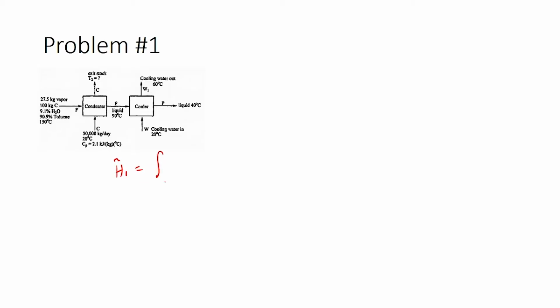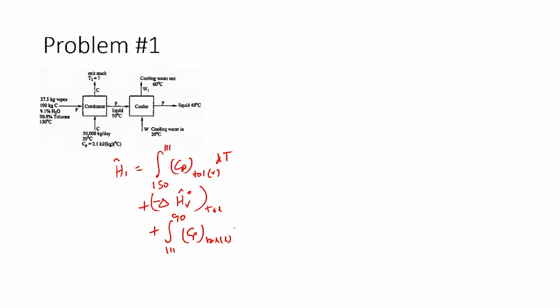H1 cap would be equal to the integral from 150 to 111 of Cp of toluene vapor dT, plus the negative of delta H vaporization cap for toluene. We are using the negative of heat of vaporization because you have a condensation process happening here, not vaporization. So, it will be the negative of heat of vaporization plus the integral from 111 to 90 of Cp of toluene liquid dT. So, now that we have this as the expression for H1 cap, let us calculate it.